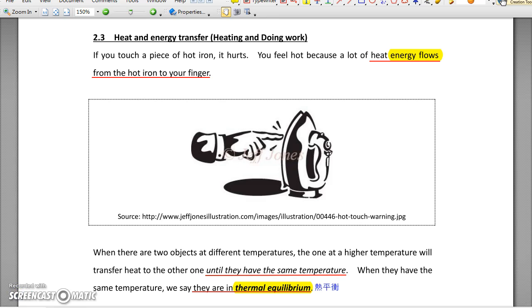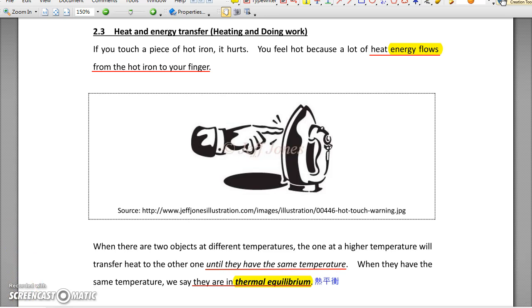So let's start the second part, which is the more important part of today's lesson. 2.3 Heat and energy transfer. If you put your fingers near a hot iron or even touch it, then you feel hot because there's heat energy that flows from the iron to your finger. In fact, there's heat flow between the fingers and the iron due to the temperature difference.